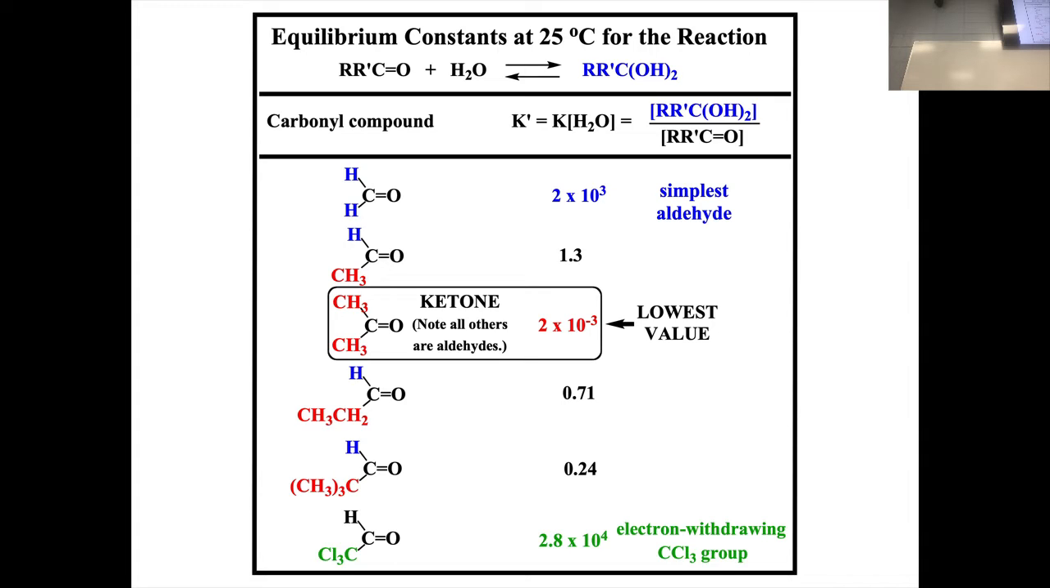If I add a real big group, like a tert-butyl group, it's big, it's got all these carbons hanging off of it. You'll see that it goes down even further. And if I add something like this, these electron withdrawing groups, these chlorines, you'll notice that it goes way back up. That's almost 30,000 as a value. So electron withdrawing groups favor this. So the take-home message here is aldehydes like to favor the hydrates, and things that have electron withdrawing groups on the adjacent carbons will also favor the hydrates.